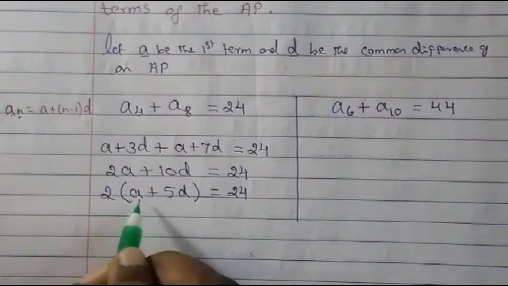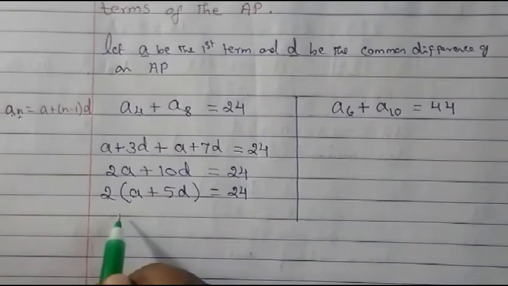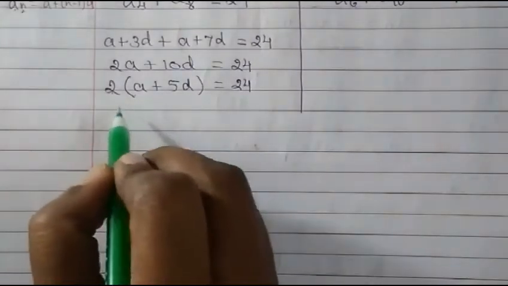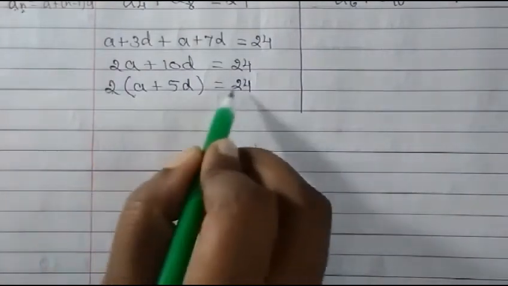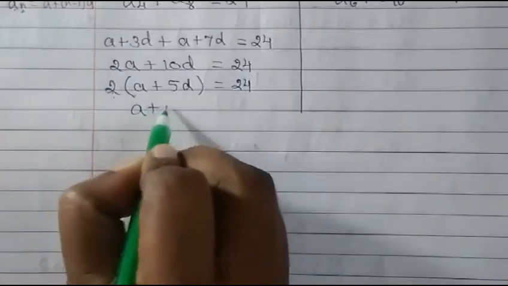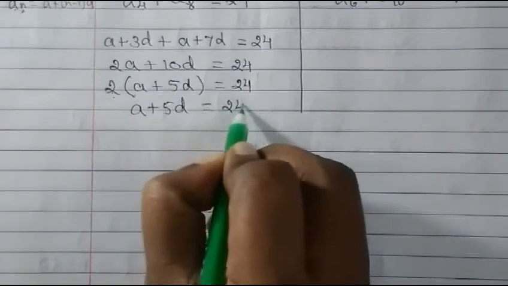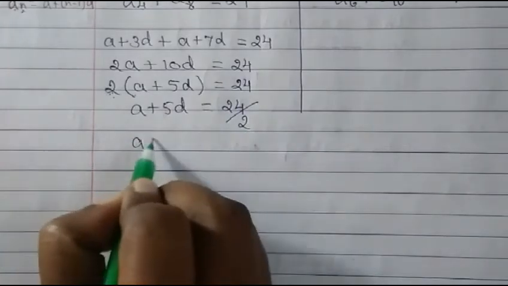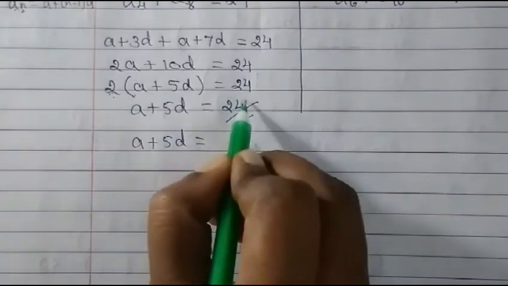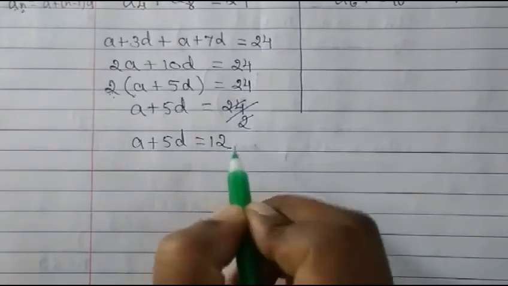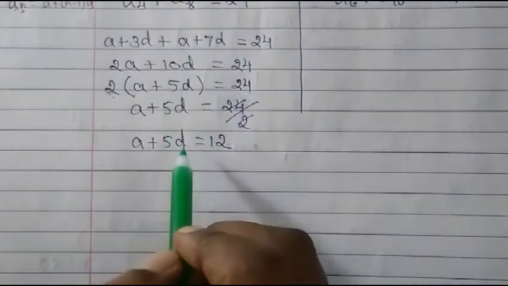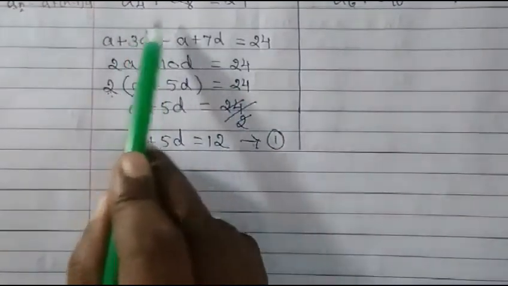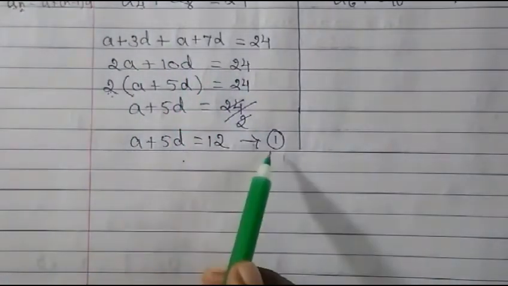Then we will get 2 times A plus 5D equals 24. Let this number come to this side. This is in multiplication, so when it comes this side, it will become division. So A plus 5D will equal 12. Now this is simplified, more than this we can't simplify. So let's keep this as equation 1.